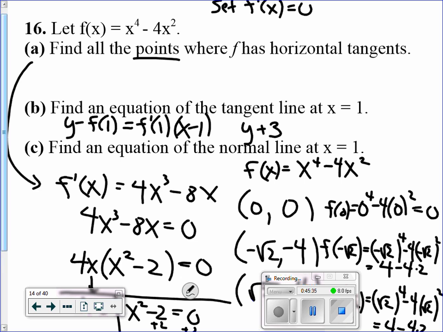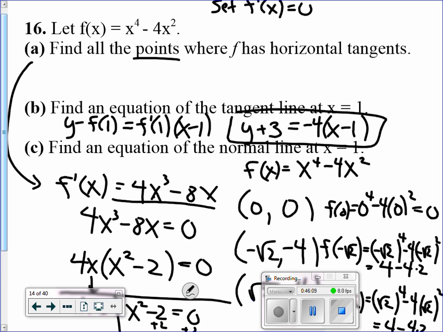So y plus 3 equals f prime of 1. We'll plug the 1 into our derivative. 4 times 1 cubed is 4 minus 8 times 1. It's minus 8. 4 minus 8 is negative 4. So our slope, I'm sorry, I lost my, oh yeah, we said it was negative 4, and then it's just x minus 1. So that would be the equation of the tangent.